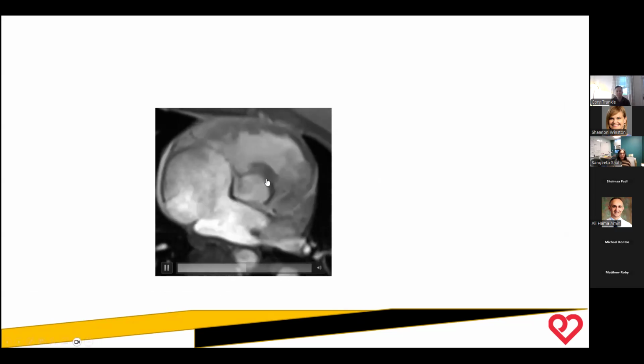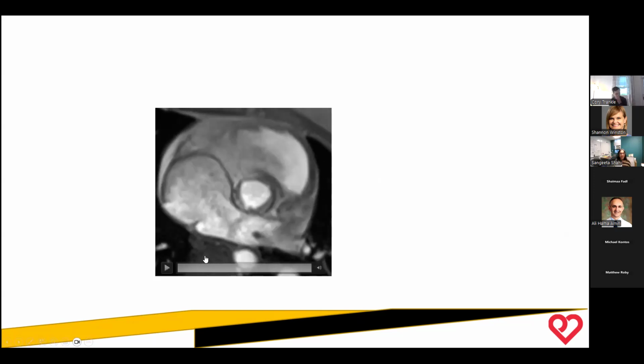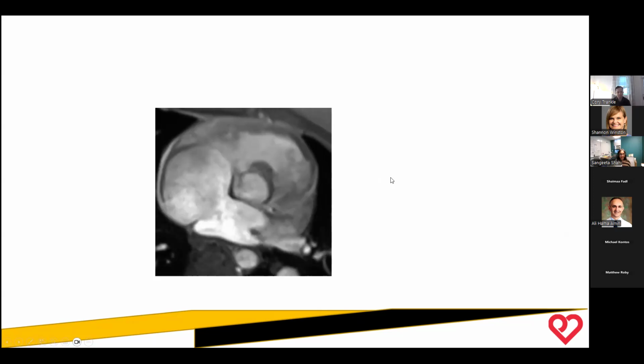Here's that same view, the gradient echo short axis where we're looking at the aortic valve. And you can see here, there's no anterior rim to this ASD.